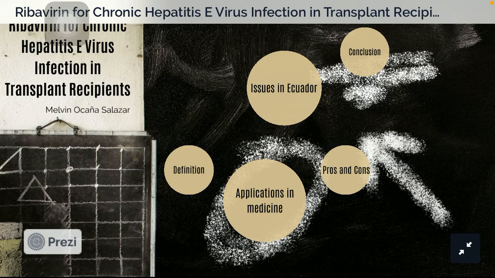Hi everyone, my name is Melvin Ocaña and I'm going to talk about Ribavirin for a chronic hepatitis E virus infection in transplant recipients.